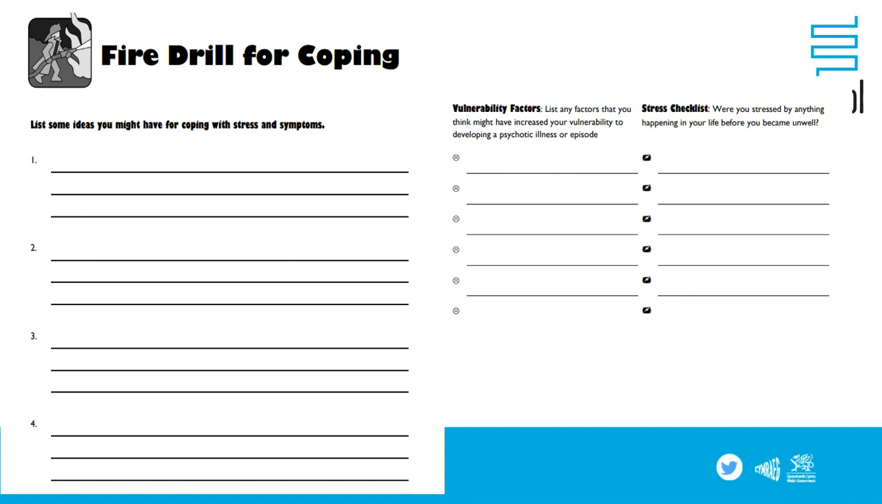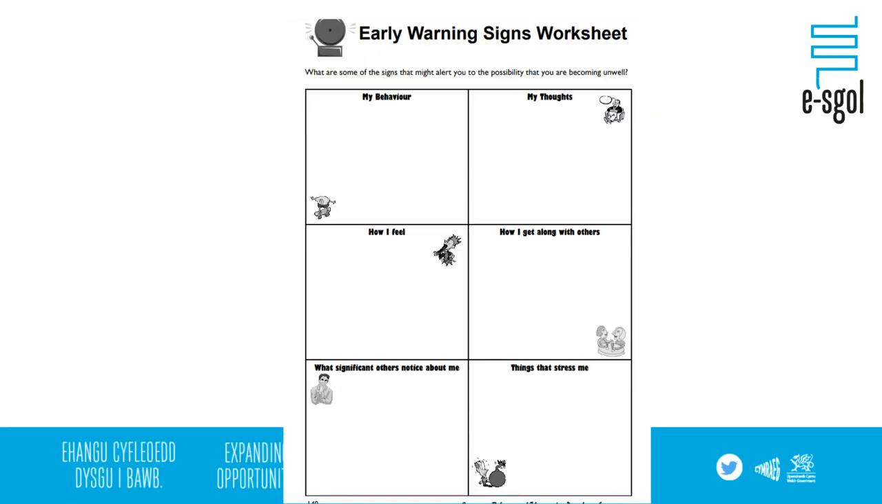So writing down how you would deal with your stress and your symptoms of schizophrenia, and then maybe coming back to it when you are struggling and reading, oh, actually, it was me that gave me that advice, so I'm going to follow it. Instead of it coming from a professional, it actually puts the onus on them. And then you've got listing vulnerability factors and creating a stress checklist as well. And then lastly, early warning signs worksheet.